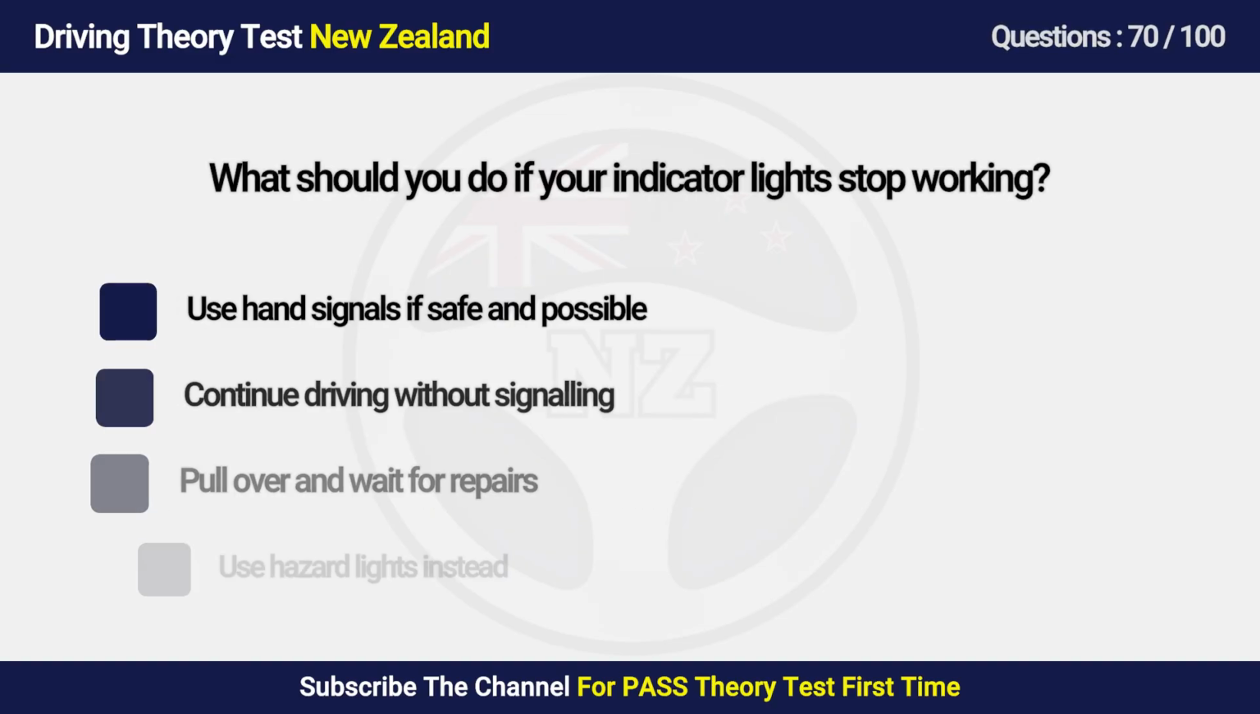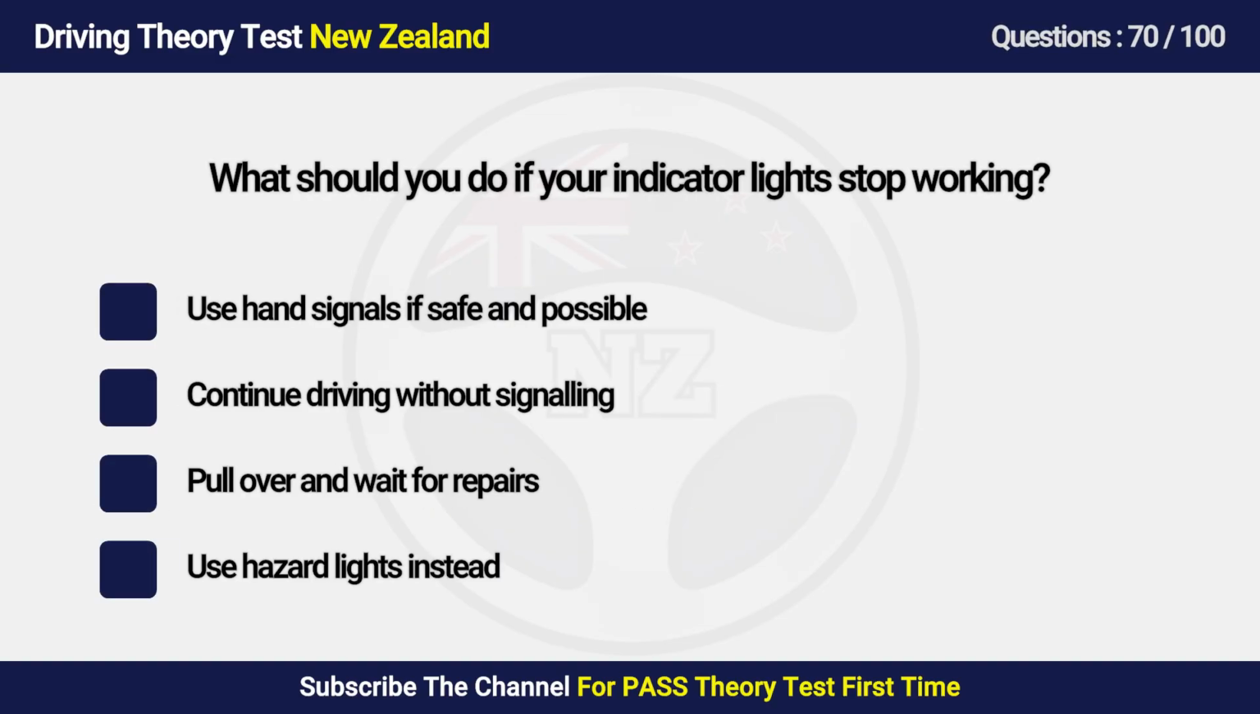Question 70. What should you do if your indicator lights stop working? A, use hand signals if safe and possible. B, continue driving without signaling. C, pull over and wait for repairs. D, use hazard lights instead.